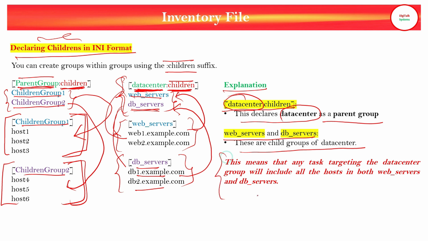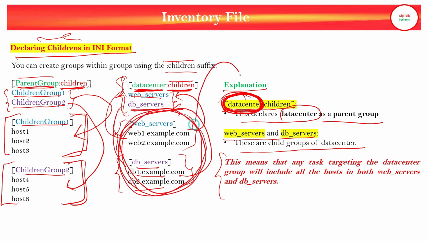So this means that any task targeting the data center group will include all the hosts in both web servers and db servers. Suppose you have a task that needs to be executed on each and every server belonging to multiple groups. You can call them with the help of the parent group name. Whenever you call this parent group name anywhere in the Ansible file, it means you would like to perform the actions on each and every server defined inside each and every group which is part of this parent group. That's it. It's very straightforward.